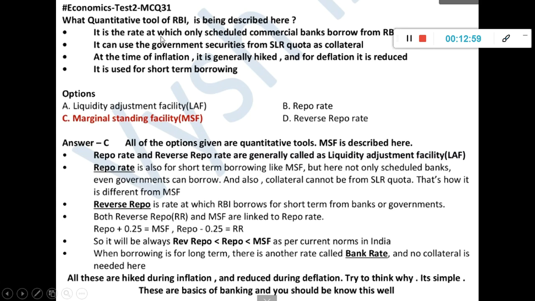Okay, so this first statement itself was: rate at which only scheduled banks can borrow. There itself, if you know the basics, you will know that repo rate will not fit in here. Because repo rate allows all the banks, and even governments to borrow. And also collateral cannot be from SLR quota.